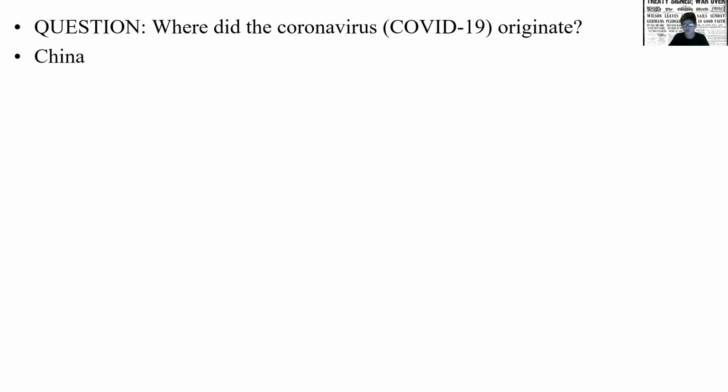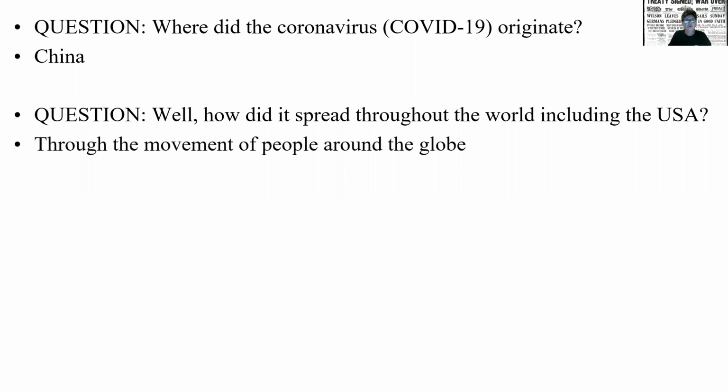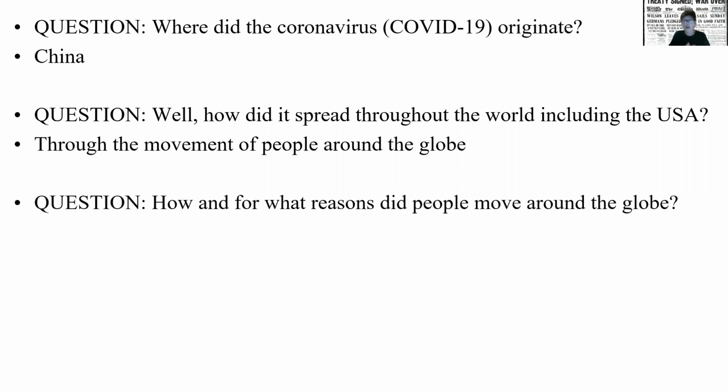So here's another question. How did it spread throughout the world, including getting to the USA? You're living history. You know the answer. Through the movement of people around the globe. Question: how and for what reasons do people move around the globe? Why were they leaving China? What would be one reason? Why would somebody go from China to Italy, or Italy to Spain, or Spain to the US? What are the reasons? Travel.